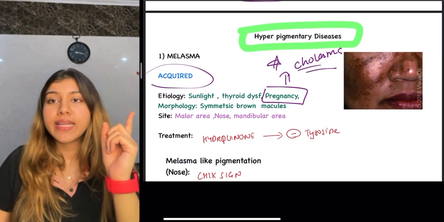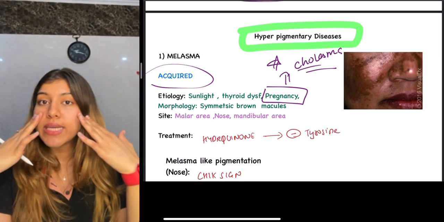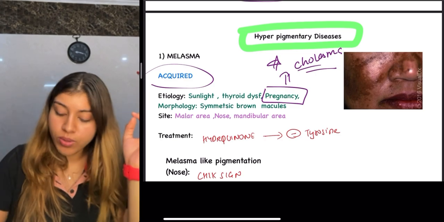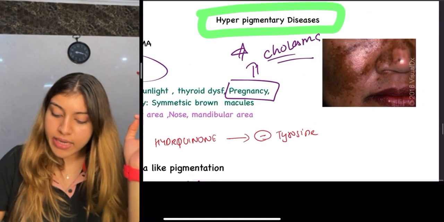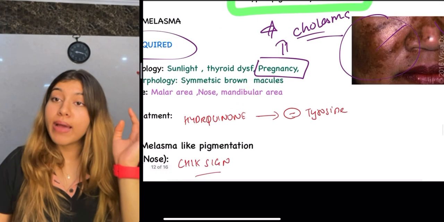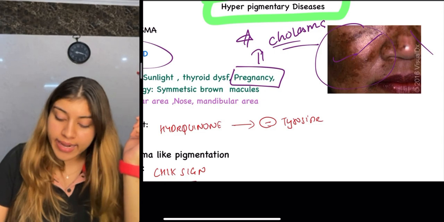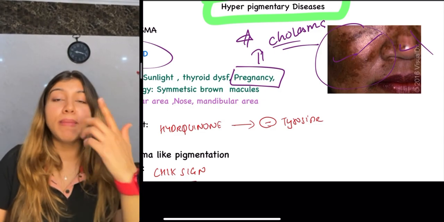Only in pregnancy. Okay, how is this going to look, guys? They are going to be symmetric in nature. They're going to be brown macules. I hope you guys can see this. It is symmetric. It will be seen on this side of the face as well. It is brown in color and brown macules will be present. Where is it going to be present, guys? It's present on your malar area, on your nose, and also around your mandibular area.